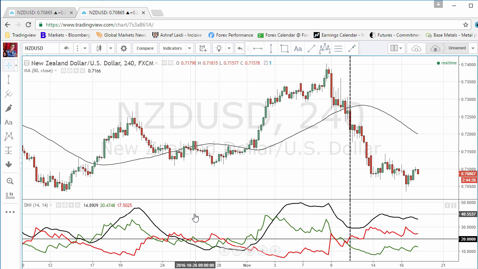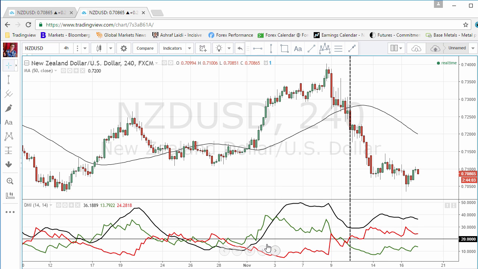So now when we come back to the regular ADX, we can see that when the green bar is rising above the red bar, then we have a very strong uptrend. And on the other hand, if we see here the red bar is coming above this green bar, we are in a very strong downtrend.